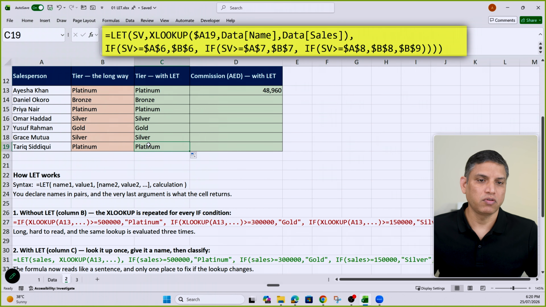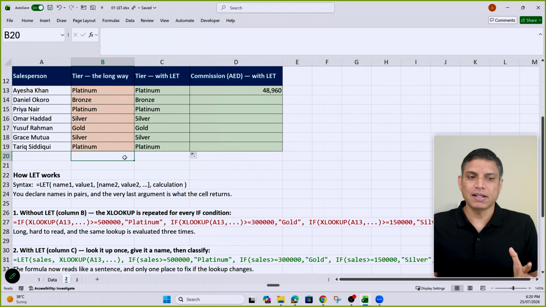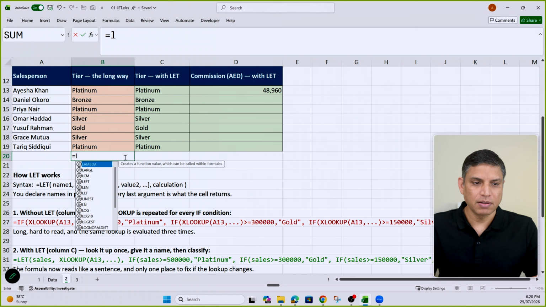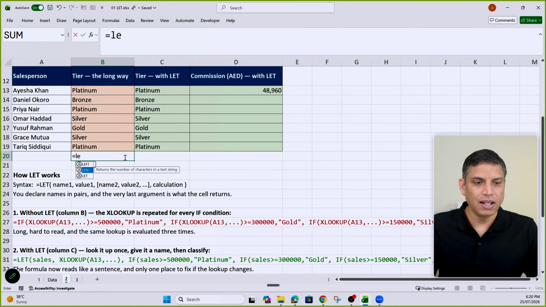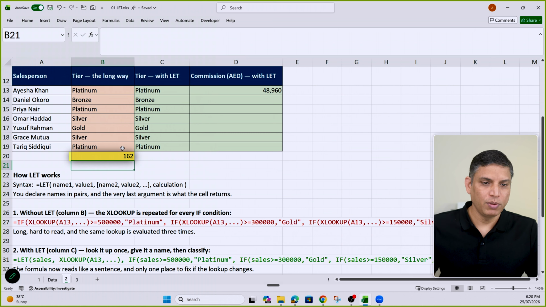This is my one formula. That's my previous formula. Even if you just compare the characters, so let's say I'm typing something like LEN, which is length of formula text of this cell. How many characters?